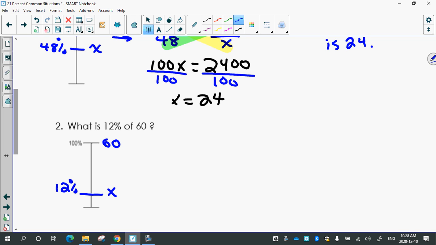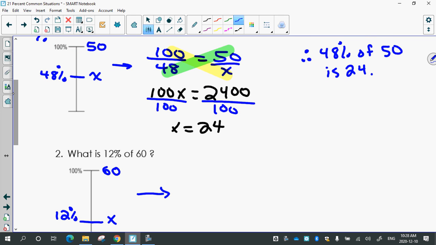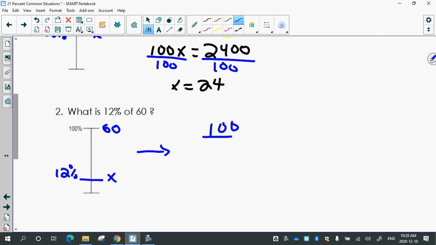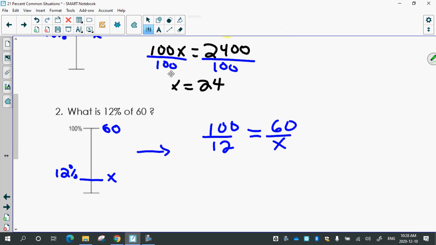Okay, so Xander, what's my proportion going to be? You go right from this to making this. So see, I had 100 over 48 equals 50 over x. So 100 over 12 is equal to 60 over x. Yes, that's your proportion. Okay? Write that down, please. Then once you've got your proportion, we use cross products to solve it. So we're going to go find our x.